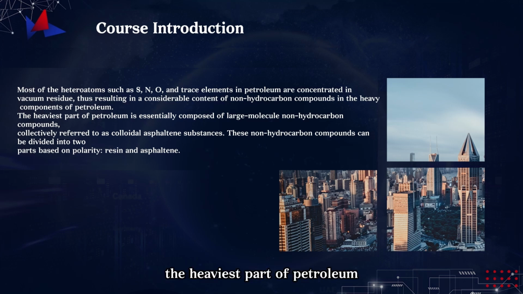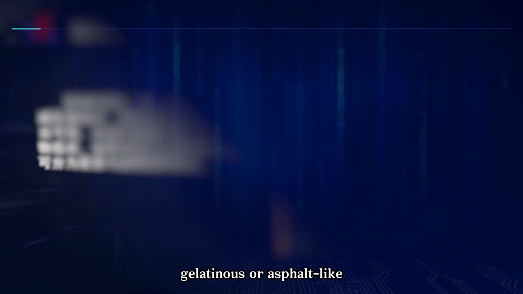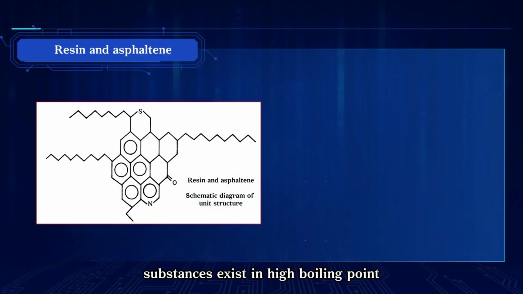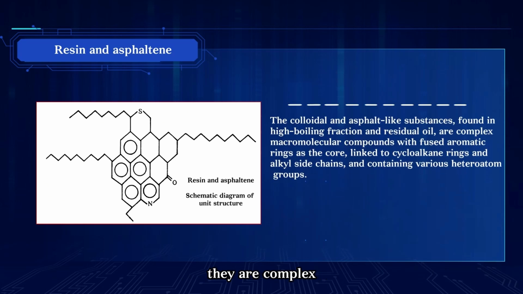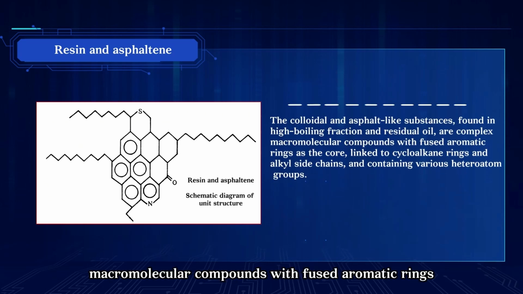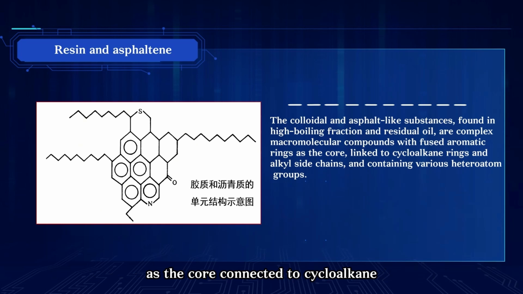The heaviest part of petroleum basically consists of macromolecular gelatinous or asphalt-like substances. Gelatinous or asphalt-like substances are collectively called resin-asphaltene substances. They can be divided into resins and asphaltenes based on polarity. Gelatinous or asphalt-like substances exist in high boiling point fractions and residual oil. They are complex macromolecular compounds with fused aromatic rings as the core, connected to naphthenic rings and alkyl side chains, and containing various heteroatomic groups.